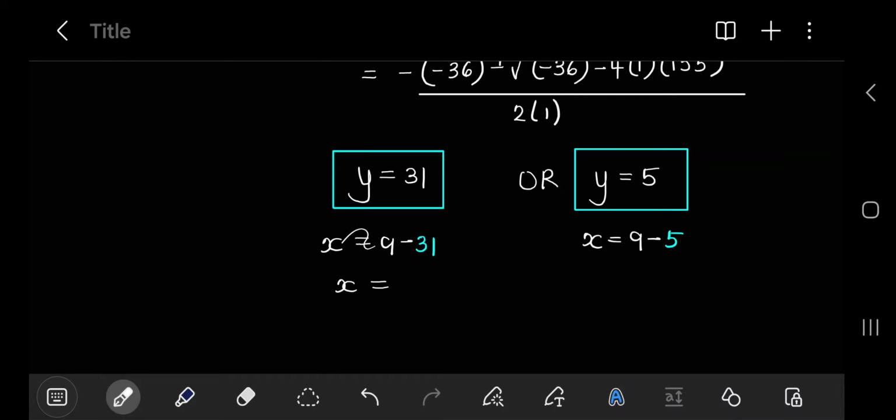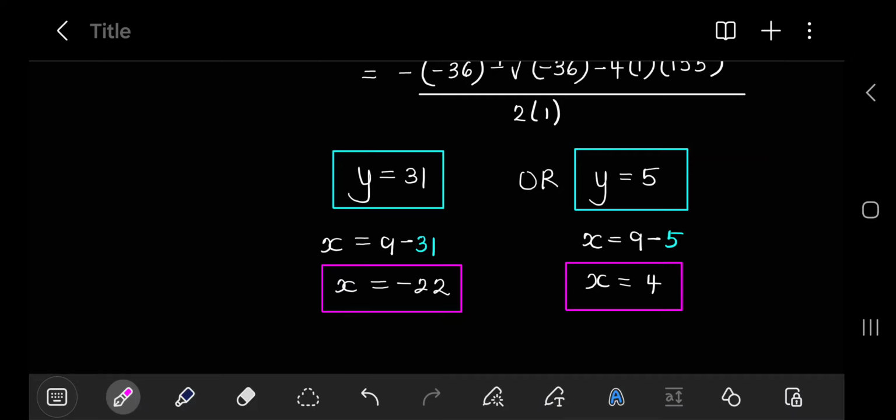So here I have it. I've got 9 minus 31. My second equation, I've got 9 minus 5. So the first x value that I get is negative 22. And the second one is 4. So here we have solved simultaneously for x and y.